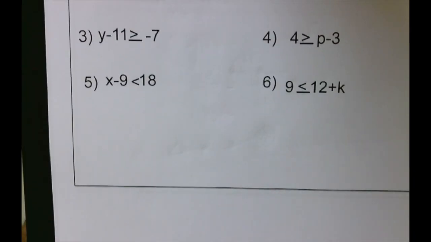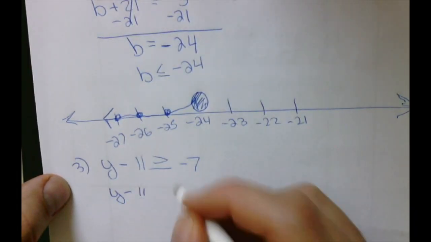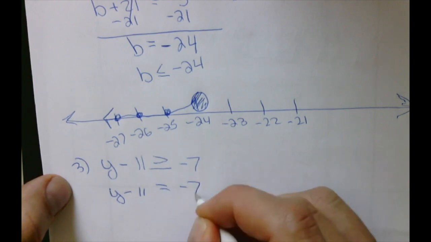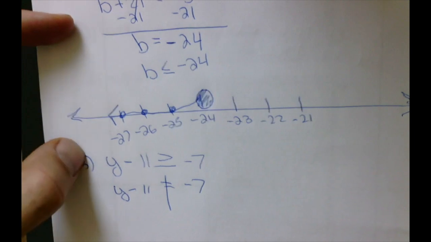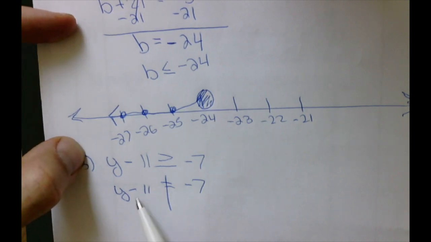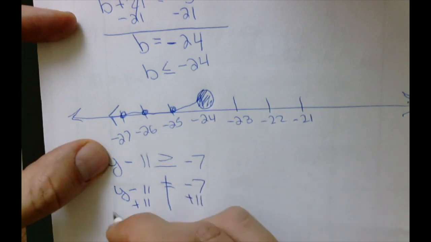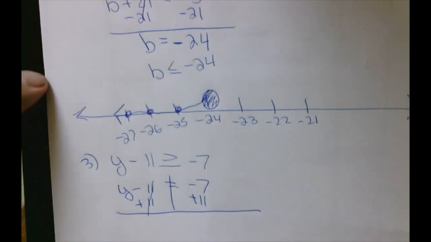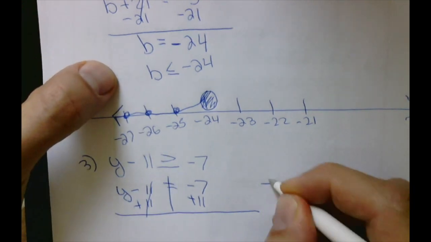Number 3. Y minus 11 is greater than or equal to negative 7. I'll start off by changing my inequality sign to an equal sign. Next, I'll draw a line through my equal sign. After that, I need to do inverse operations. So if I'm minusing 11, I'll add 11. So now I have negative 7 plus 11.